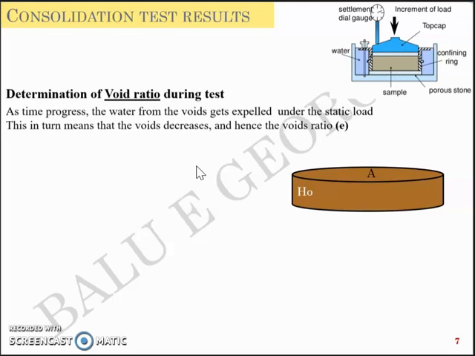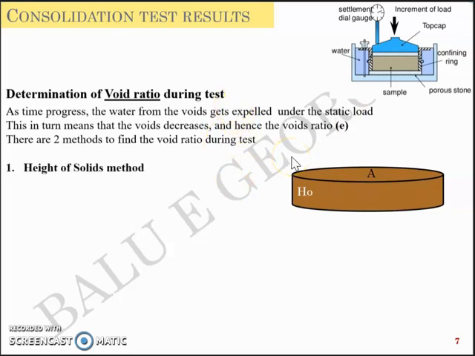Let's assume that there's an initial void ratio of e0, and when the sample got consolidated from a height of H0 to H0 minus delta H, there'll of course be a change in void ratio as well, because the solids got packed. The change in void ratio is a decrease in void ratio, and this decrease is nothing but the one that you get a reflection of as the change in height. There are two methods to find the void ratio during the test. Number one is the height of solids method.